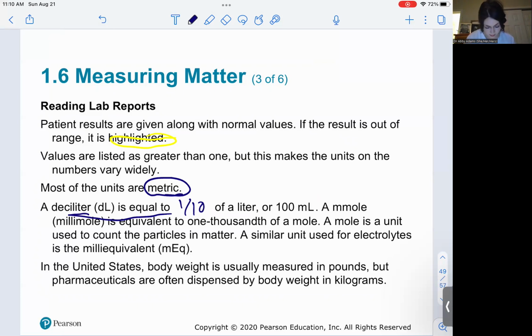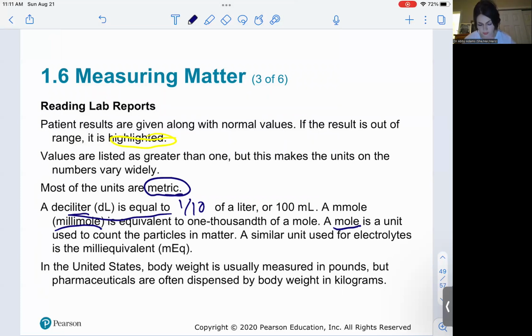You're going to hear a lot in those reports about millimoles. That's the equivalent to a 1,000th of a mole. The mole is the unit used to count particles in matter. So write this one on your flashcard: a mole is the unit to count the particles in matter. We talked about atoms before. Now we're talking about a unit for counting particles in matter.